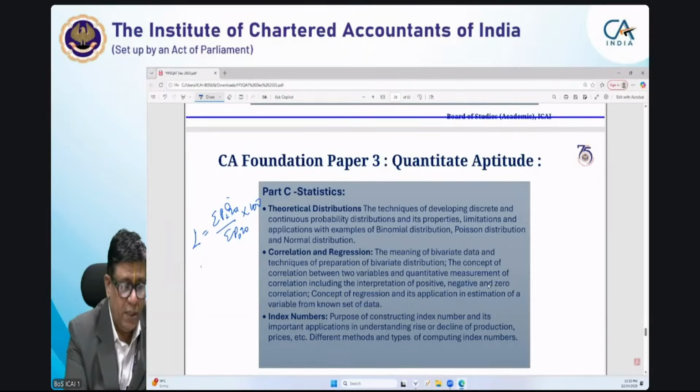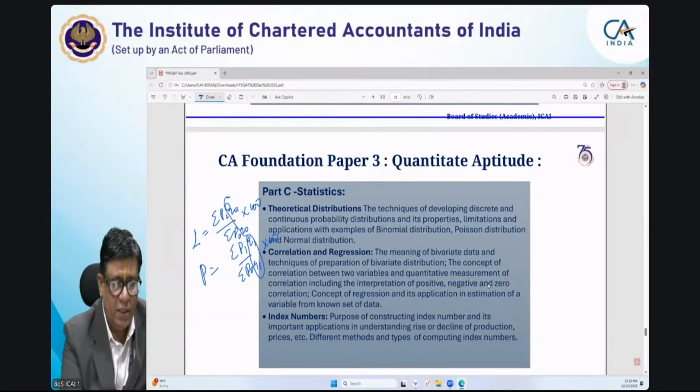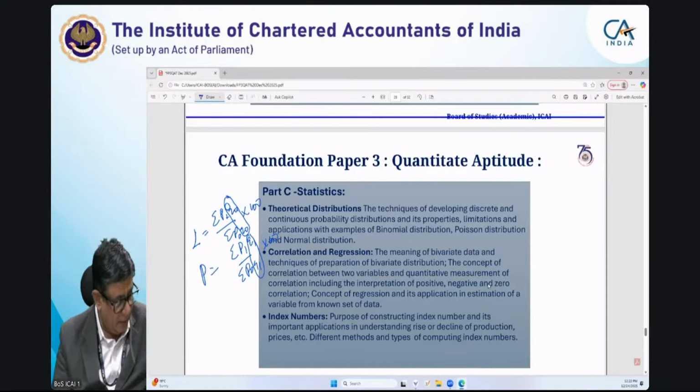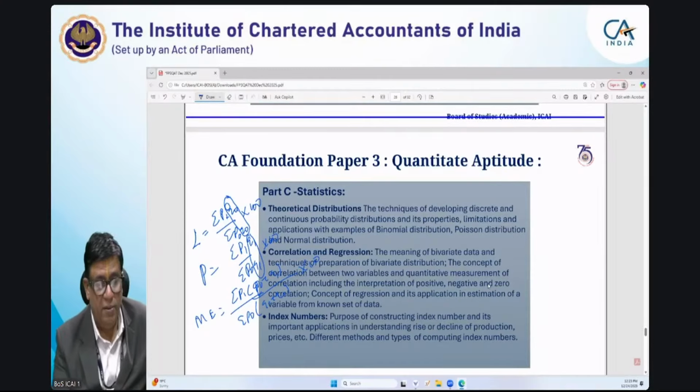Next is Paasche's index number, which is sigma P1 Q1 by sigma P0 Q1 into 100. If you look at this, it uses the current year quantities as weights. Marshall-Edgeworth index number uses the average of the current year quantities as well as the base year quantities as weights. The Marshall-Edgeworth index number is summation of P1 into (Q0 plus Q1) by sigma P0 into (Q0 plus Q1), into 100. This uses the average of the base year and current year quantities as weights.